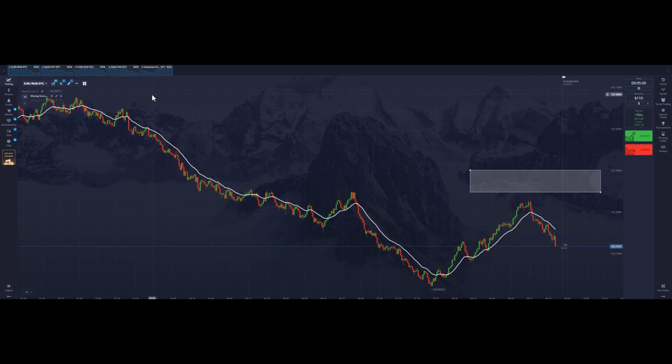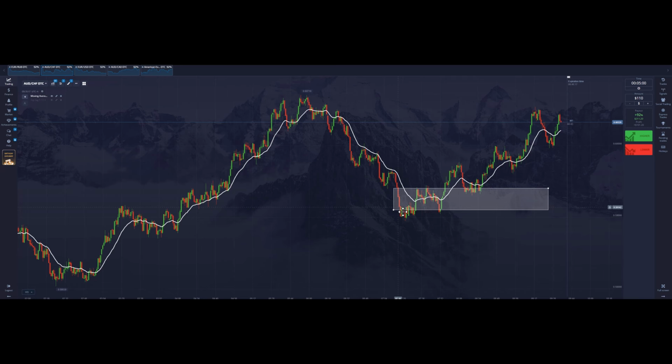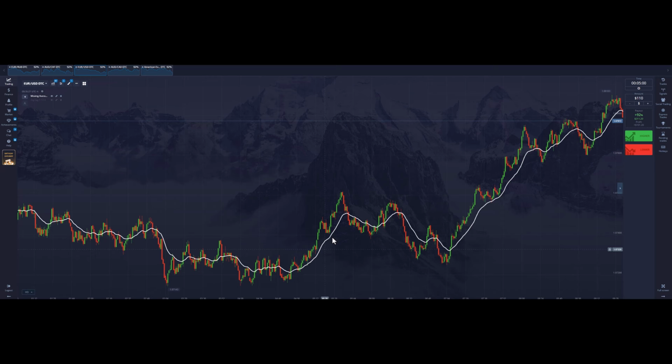Here's a rule of two going short. Leg one, pushed up. Leg two, rule of two going short. Here's a rule of two going long. Leg one, trend break. Leg two, rule of two going long. Leg one, two legs back. Leg two going long. Rule of two. It's everywhere in the market.